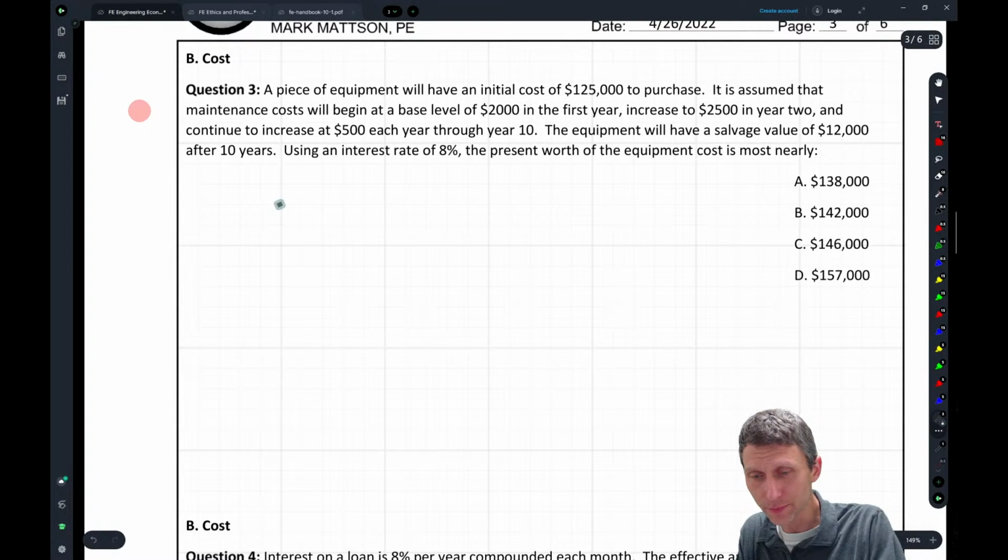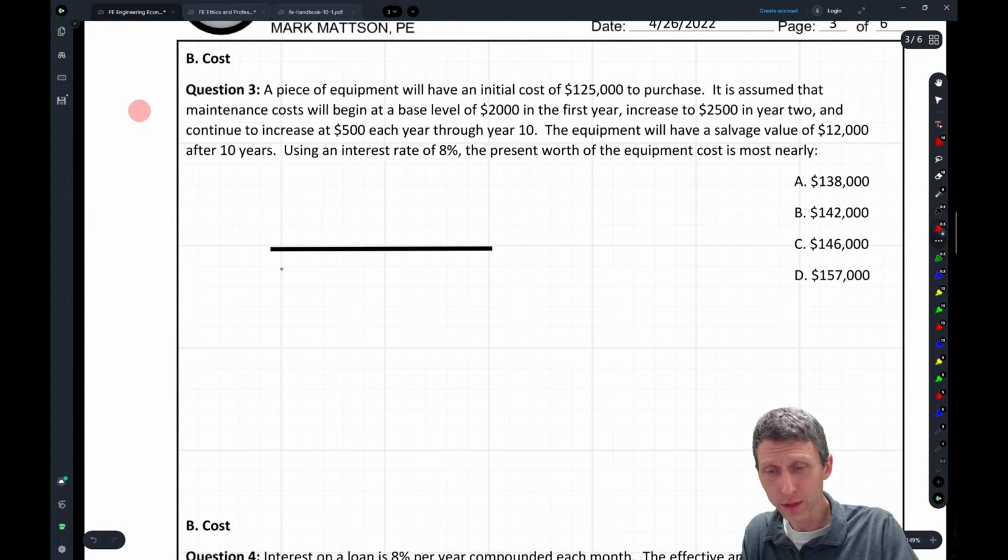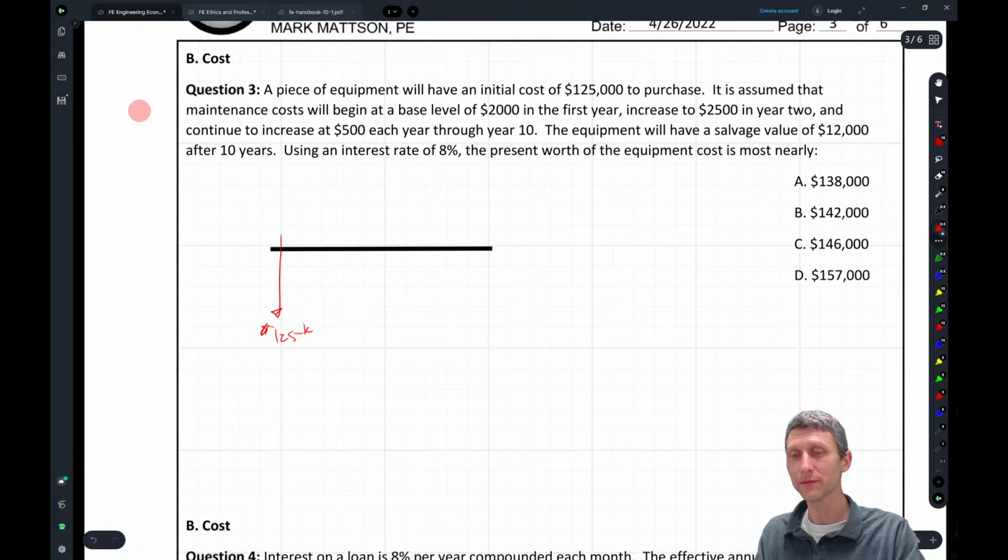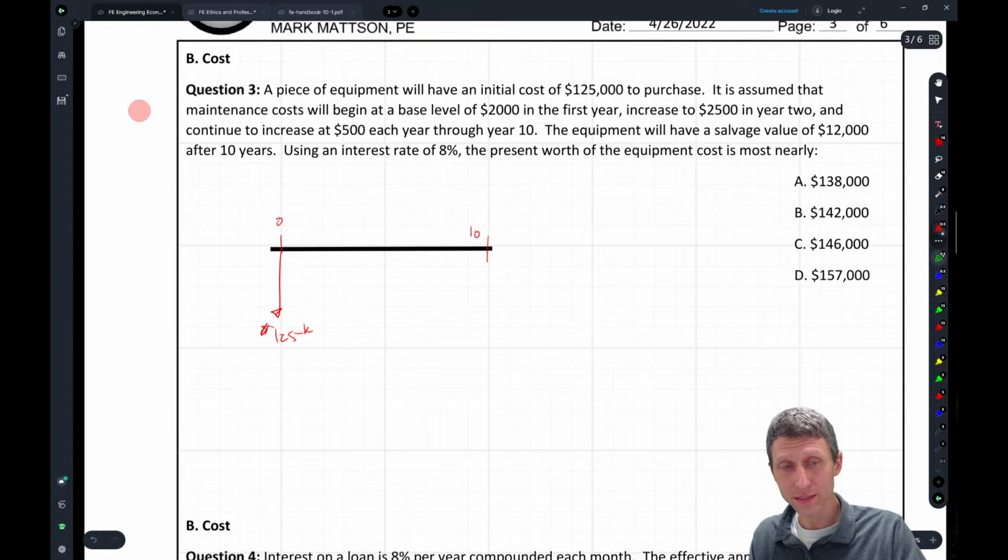And let me start over here. Let me just make this line diagram where we know we have a sunk cost here of $125K to start. Okay, so we've got 125. This is year 0. This is the start. Okay, we get up to year 10, right? And we have a salvage value where this thing is still worth something, we're going to get 12 grand back out of it. Okay, so 12K.